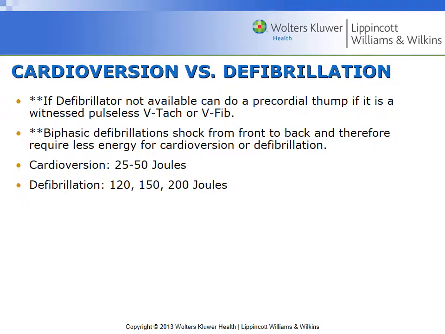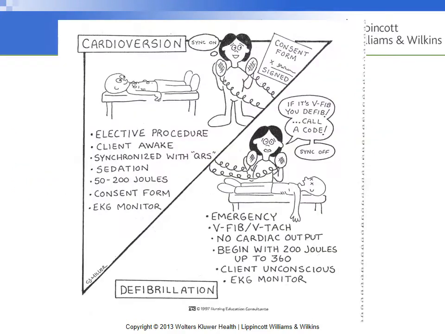Cardioversion versus defibrillation. If defibrillation is not available, you can do what's called a precordial thump, where you take your fist and thump on the sternum, if it's a witnessed pulseless VTach or VFib. Biphasic defibrillators shock from front to back and therefore require less energy for cardioversion or defibrillation. And again, the joules here are listed for what you need. This next slide just shows a couple of things. If you are doing an elective cardioversion, then you do need to have a consent form. Otherwise, we shock first, ask questions later.